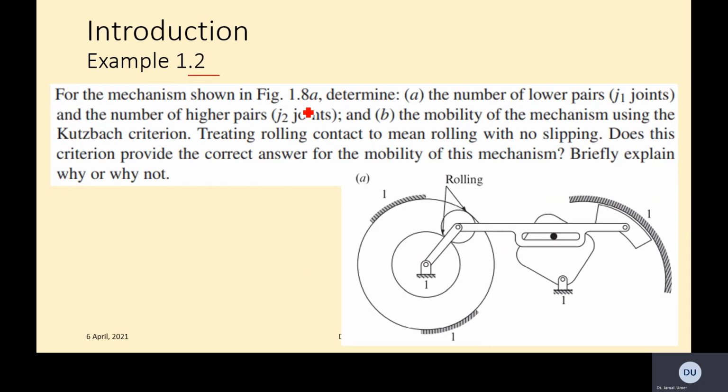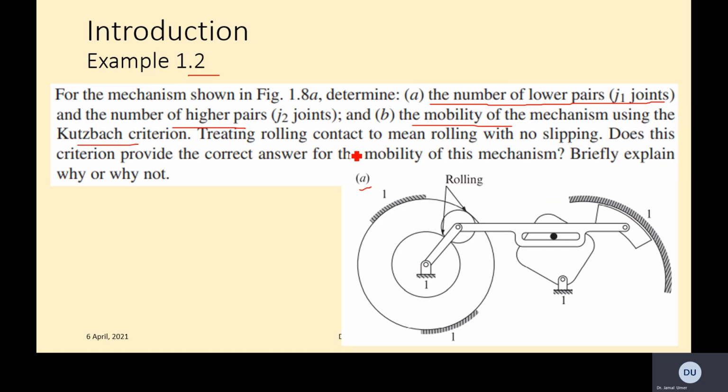So for the mechanism shown in figure 1.8a, this is the 1.8a diagram, the number of lower pairs. What you need to work out first is the number of lower pairs, J1 joints, and the number of higher pairs joints, and the mobility. Basically we need to work out the mobility, but before that you need to identify the number of links, the number of J1 joints, and the number of J2 joints, and then use the Kutzbach criterion.